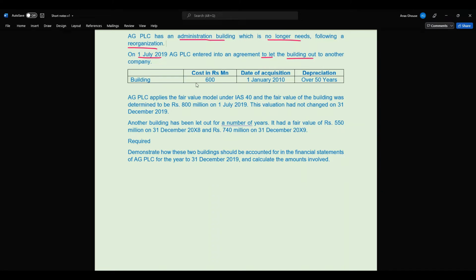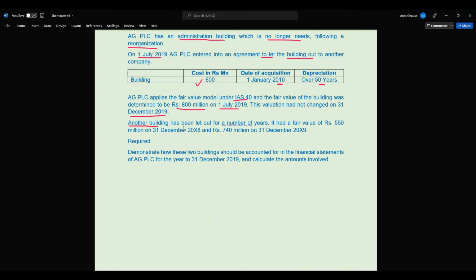Originally the building cost 600 million. Date of acquisition was 1st January 2010, with depreciation over 50 years. AG PLC applies the fair value model under IAS 40, and the fair value of the building was determined to be 800 million on 1st July 2019. This valuation had not changed on 31st December 2019.